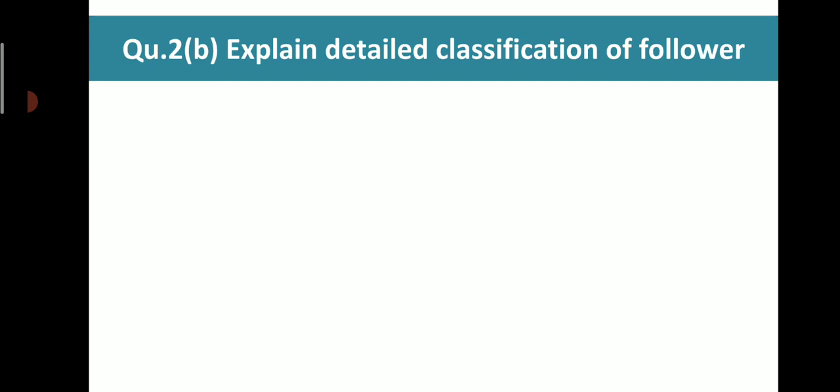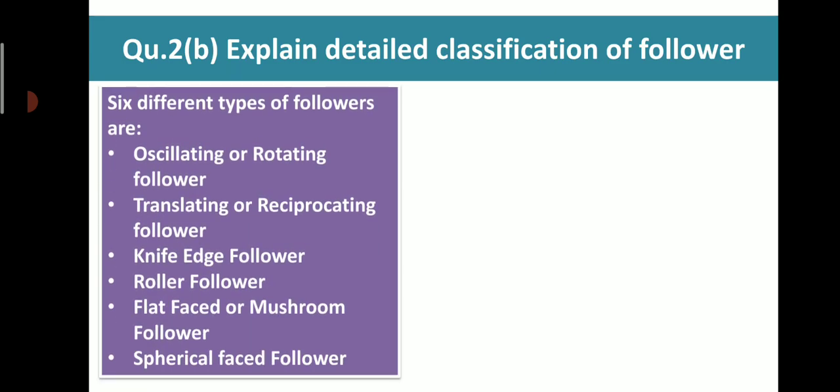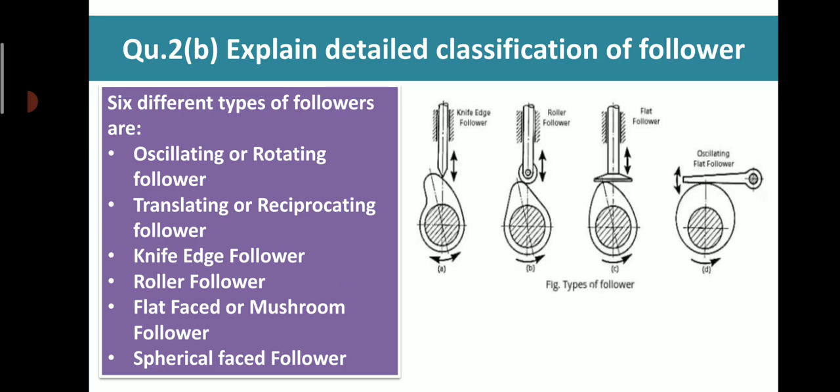Question number 2b is explain the detailed classification of the follower. In this picture you will see there are 6 types of follower. Number 1 is the oscillating or rotating follower. Number 2 is the translating or reciprocating follower. Number 3 is the knife edge follower. Number 4 is the roller follower, then the flat faced or mushroom follower, and the last one is the spherical faced follower. All these are represented in this figure.